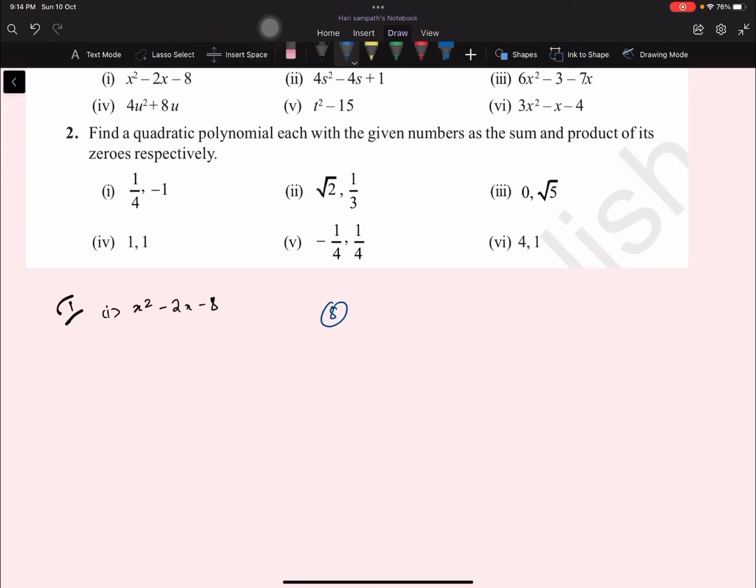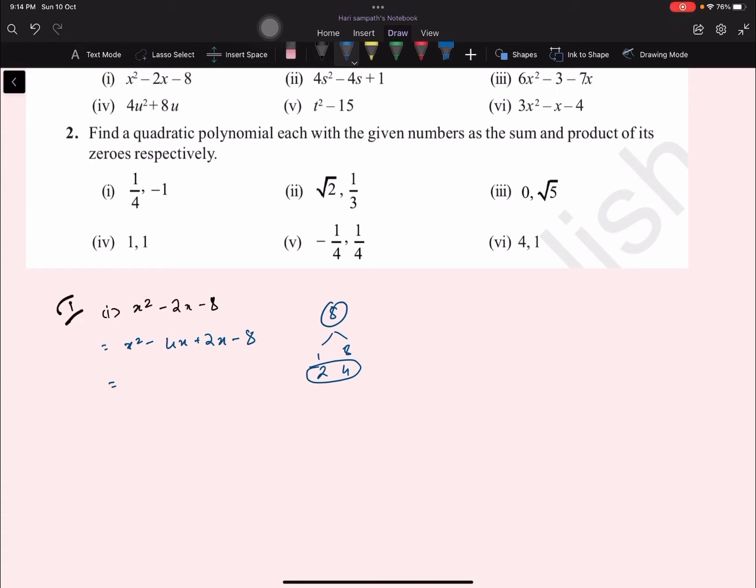So now we got 8, right? Let's just note down all the factors. 1, 8, 2, 4. That's it, right? So let's see if 4 and 2 can give the desired answer. Of course, right? Minus 4x plus 2x equals minus 2x. That's what we are going to be using. So we'll be using minus 4 and 2. We are going to write this as x square minus 4x plus 2x minus 8.